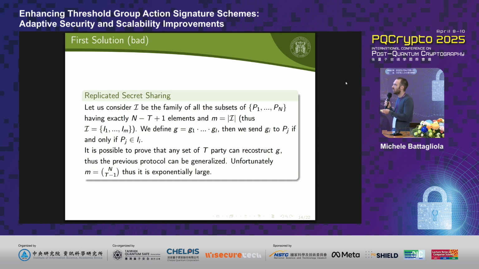So our first idea was to use replicated secret sharing. I will not talk about how you can obtain a replicated secret sharing. The only important part is that you have an exponentially large number of keys, namely n over t minus 1, where t is the threshold we are looking for.